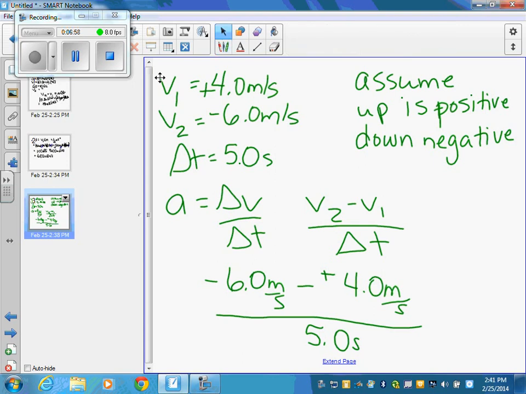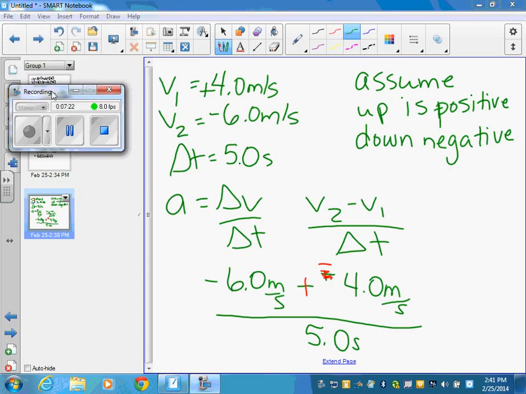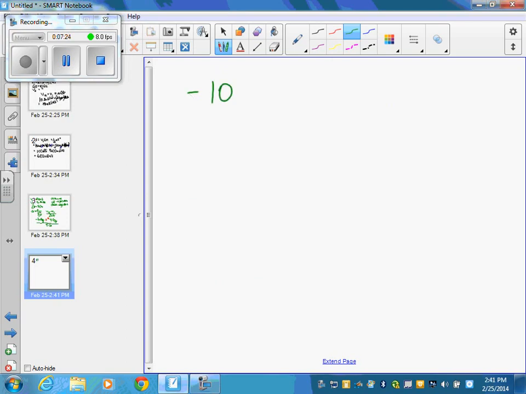You need to write that. You wouldn't have to, but in some cases it will be negative. Now remember how we just go minus plus, right? So I'm going to have -6 plus -4, which is -10. So I'm going to have -10 meters per second divided by my 5.0 seconds, which is going to have my -2 meters per second squared.